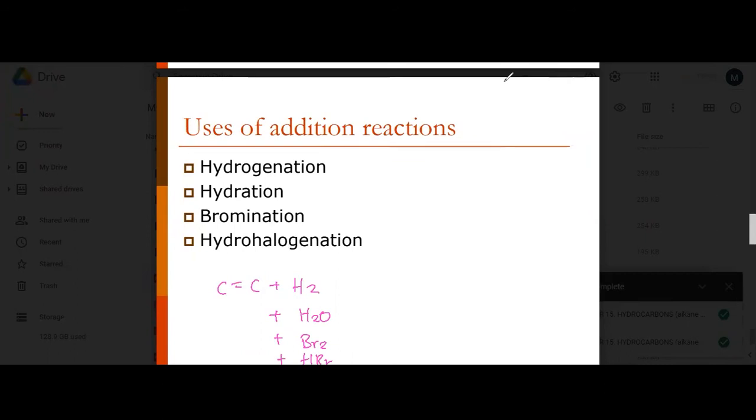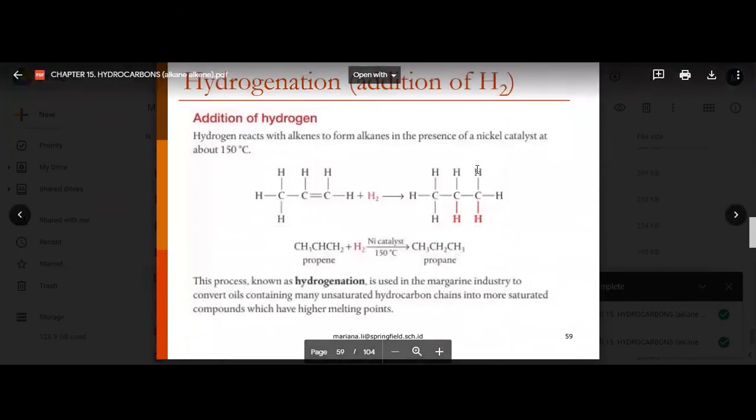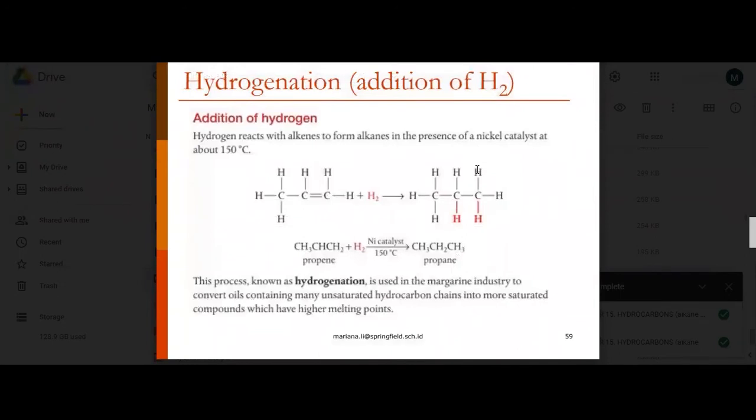We will go one by one, starting with hydrogenation. The requirements for addition of hydrogen to an alkene are a nickel catalyst and a high temperature of 150 degrees Celsius. This is also known as reduction, since the alkene will change to an alkane.